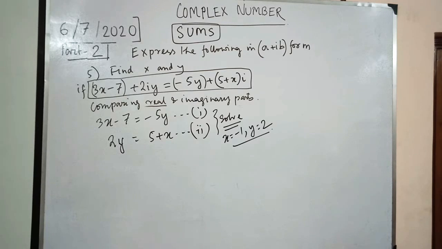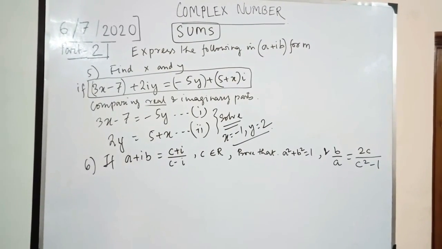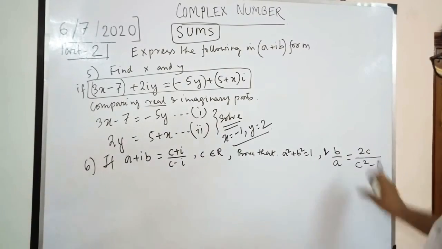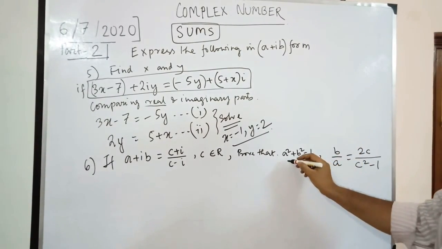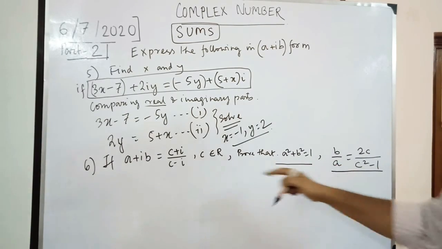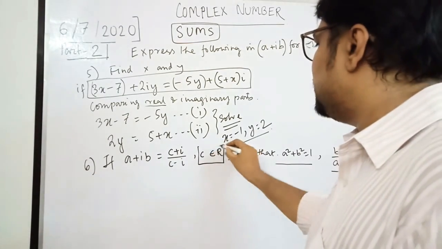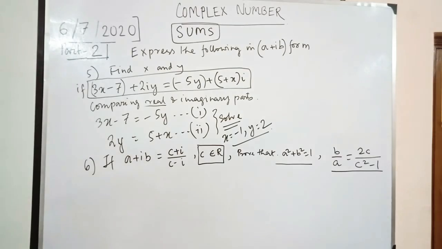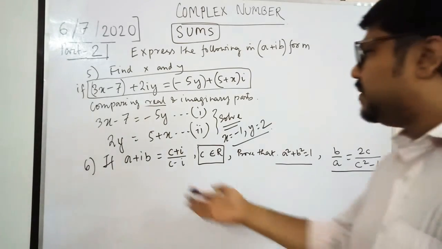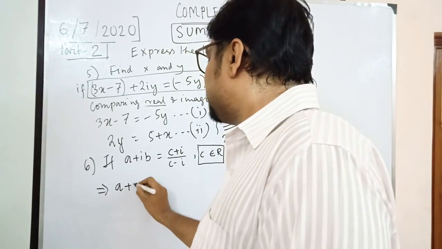Next we write another sum. Next is number 6. We get a very important sum over here. We have to prove two things, a square plus b square equals to 1 and this. We are given a plus ib equals to (c plus i) by (c minus i), where c belongs to R. c is a real number given. So we need to again equate the real and imaginary parts. So let us do. So this is a plus ib given.